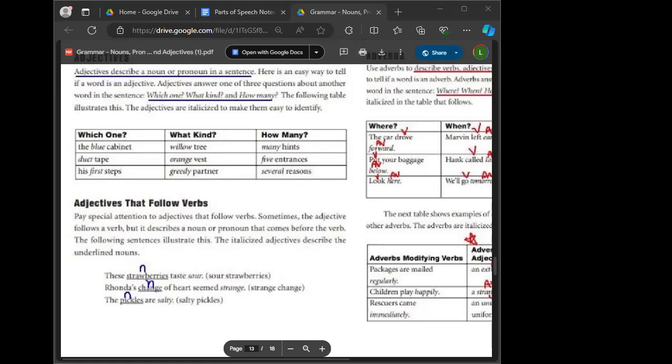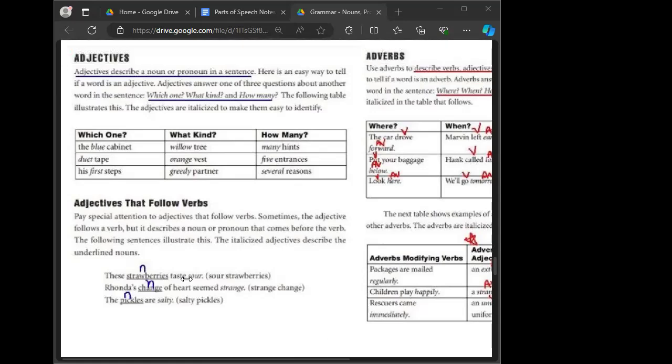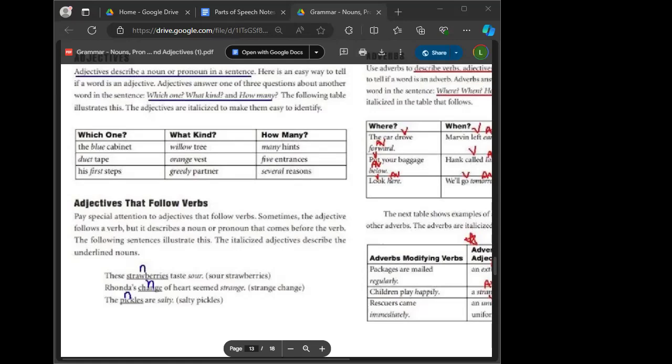So for example, these strawberries taste sour. So if you ask which strawberries or what kind of strawberries, that would be answered by sour strawberries. So sour is the adjective that describes the strawberries. Okay, and then Rhonda's change of heart seems strange. So if we ask which change was it or what kind of change, that's answered by strange. So that means that strange is the adjective that's describing the change.